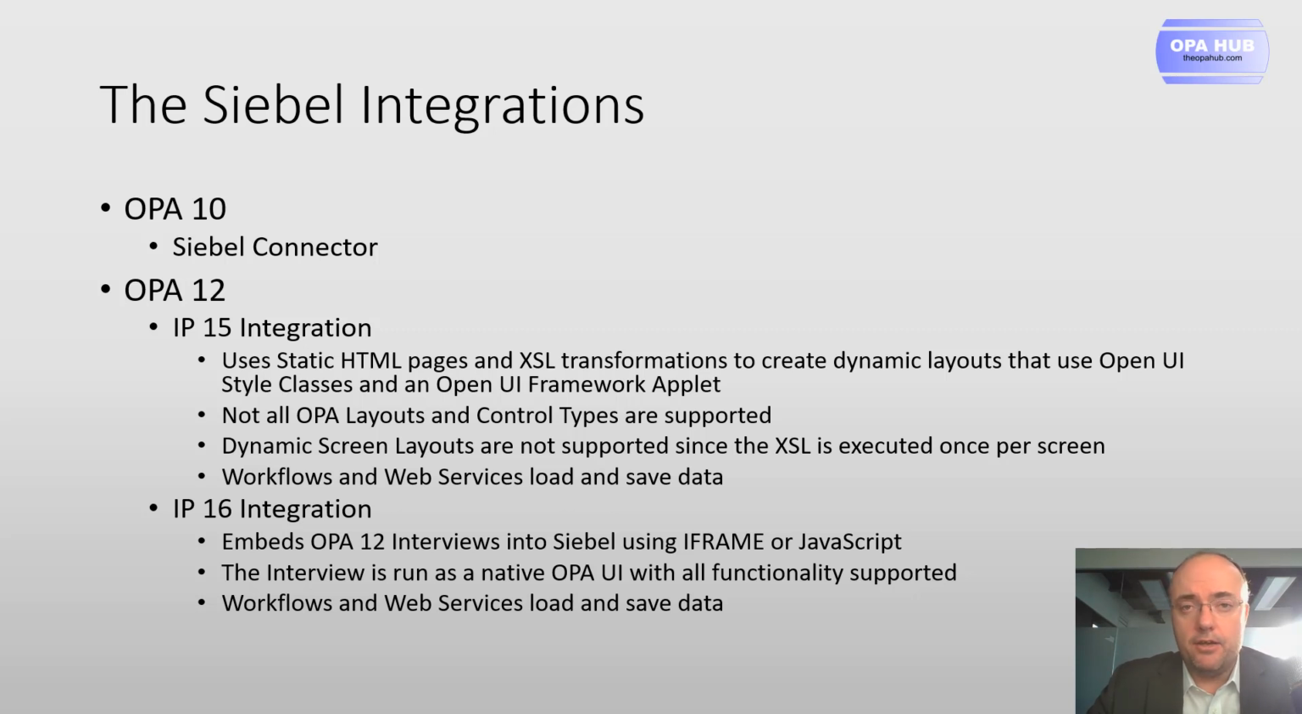And then in OPA 12, the integration changed for good because it became more generic. The same connection architecture can be used for Siebel or for Service Cloud or for SAP or for Microsoft Dynamics or whatever. So that was good. And there's a summary of the main differences between the integration styles 15 and 16. I think really what is important for us today is to look, and you'll see the last point on each of them is workflows and web services load and save data. And it's the same in both cases. So you're going to be working with things that you know quite well already.